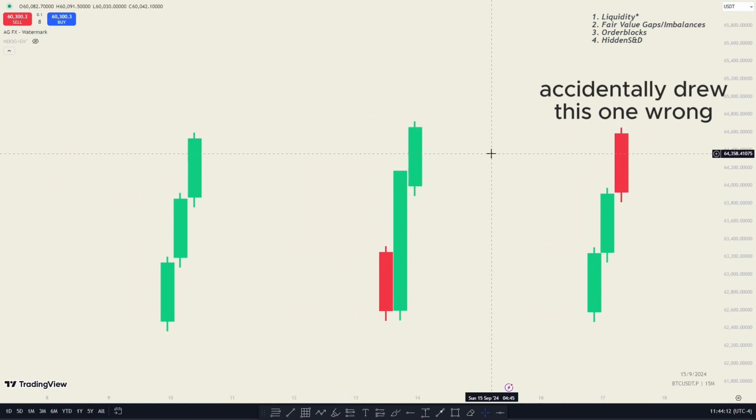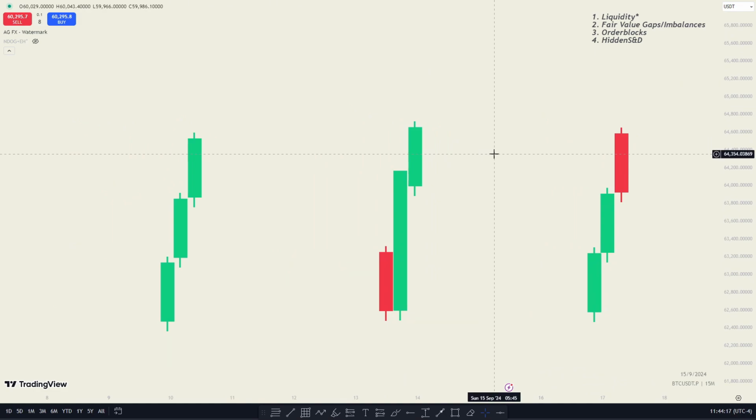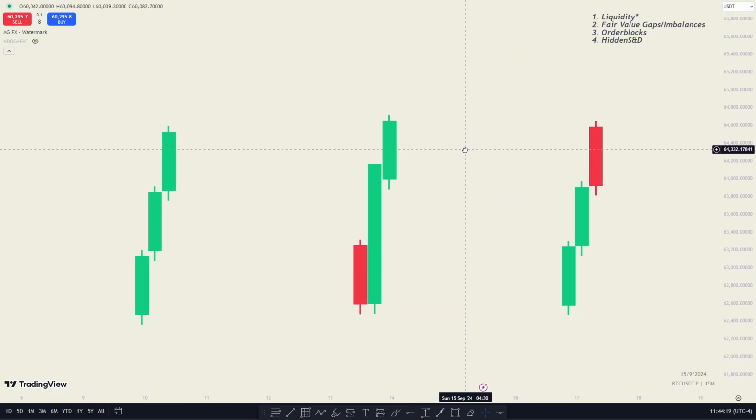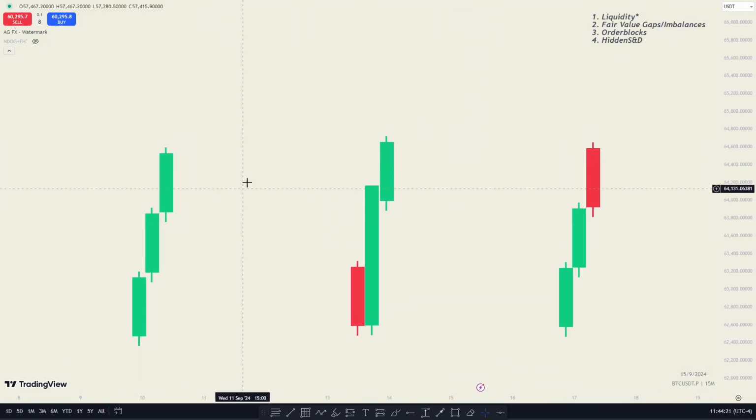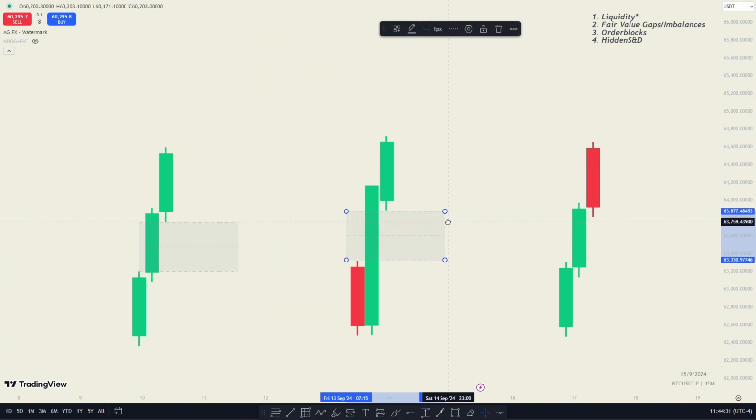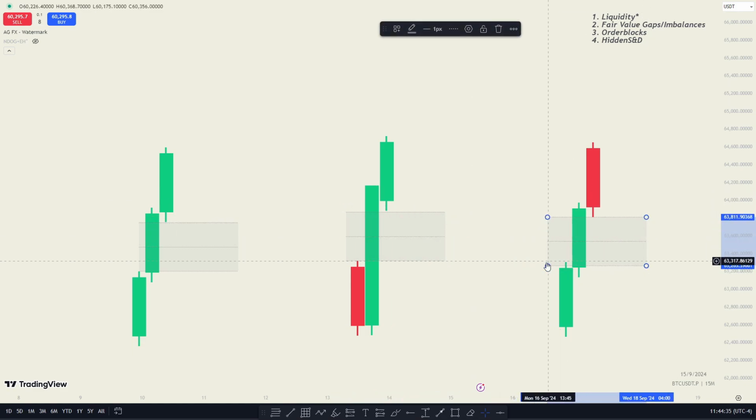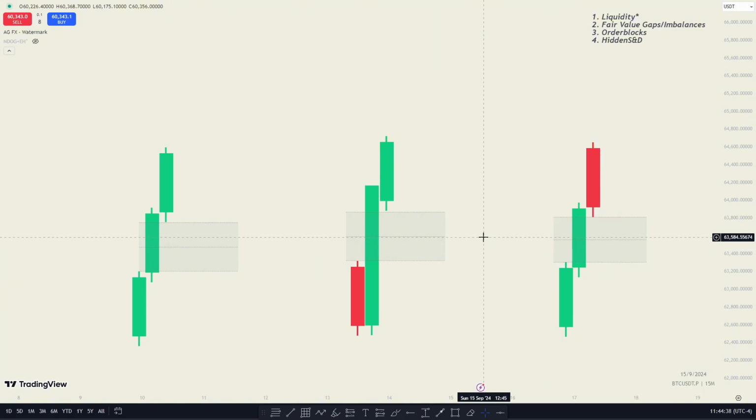So now let's explain fair value gaps. Fair value gaps are very important, and this is a bullish fair value gap or imbalance. Let's mark them all out. I just drew a few different variations of how they can form. They all have the same function. So what is imbalance?